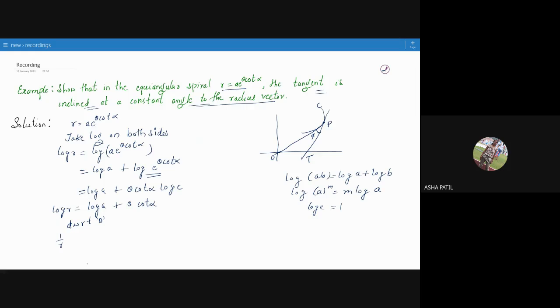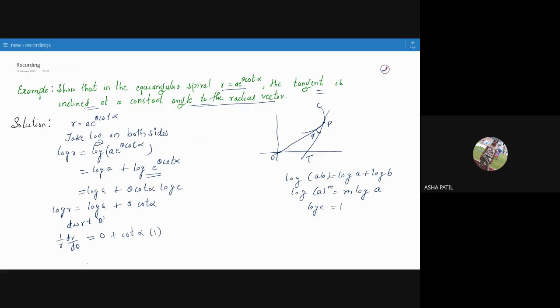Derivative of log r is 1 by r dr by d theta. Derivative of log a, it is a constant term, so we get 0. Theta cot alpha we have, so cot alpha is a constant term. Derivative of theta with respect to theta is 1.